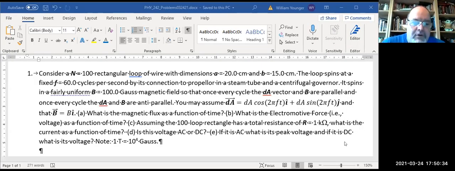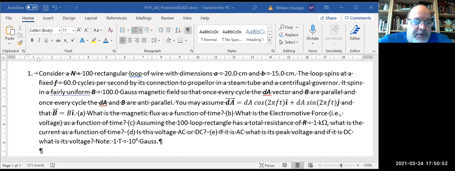What's remaining, though, is some kind of neat stuff that I wanted to make sure I covered. So let me start off with sharing my screen. I've got the problems typed up again. It says, consider an N equals 100 rectangular loop of wire. In other words, not just a rectangular loop of wire, but a rectangular loop of wire that's repeated itself 100 times, with dimensions A equals 20.0 centimeters and B equals 15.0 centimeters.